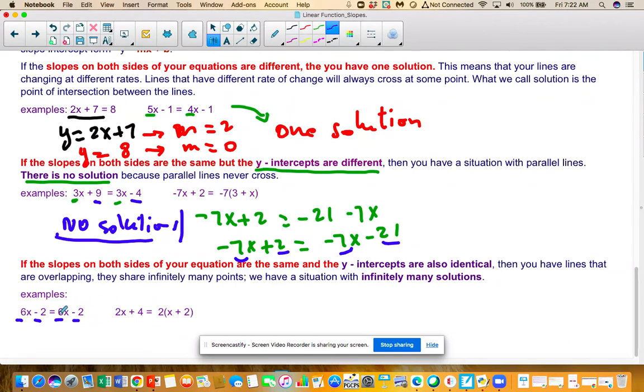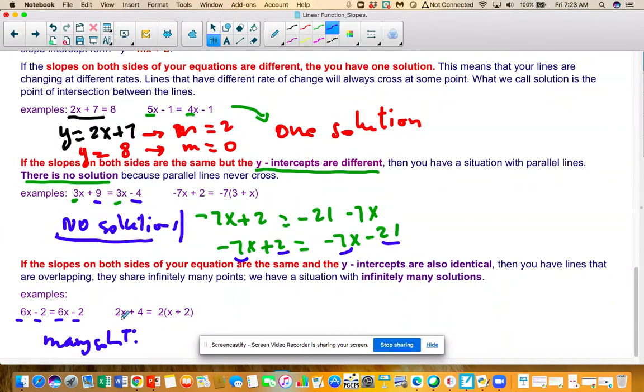That means these lines overlap. That means they share infinitely many solutions, right? Many points together. So in a case where you have the slope and the y-intercept being the same, then you have infinitely many solutions. Okay. Many solutions, and those solutions go on forever, right?